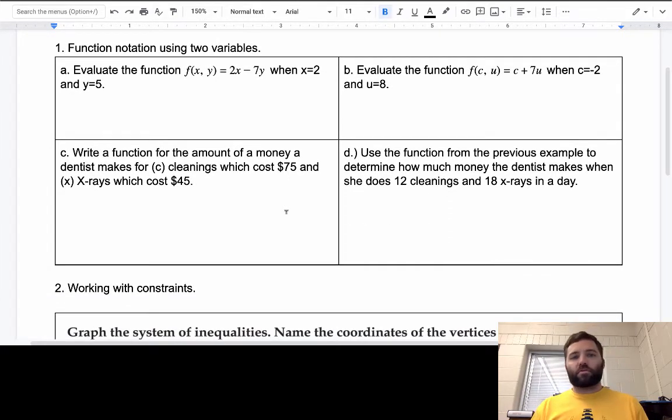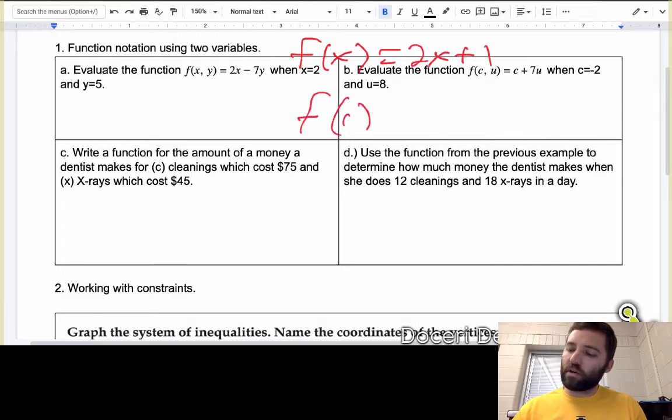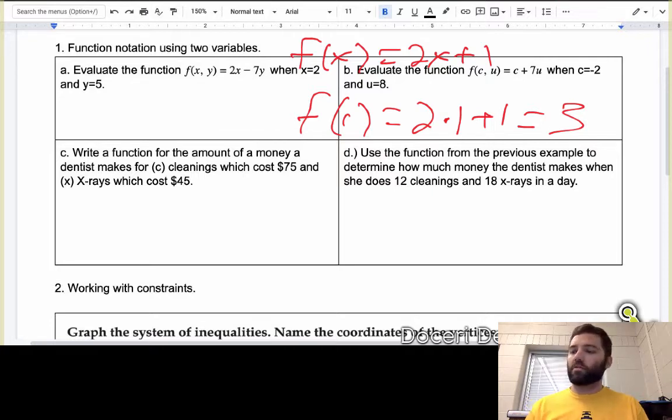What I want to introduce to you here is function notation, but using two variables. So we're used to f of x equals 2x plus 1. You've seen that before. You don't need to write this down or anything. But if you had that and I said, what is f of 1? You would know that you take the 1 and you plug it in for x. So 2 times 1 plus 1 equals 3. So we'd say that f of 1 is equal to 3.